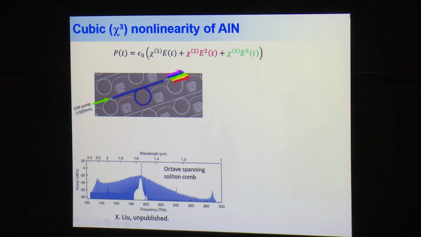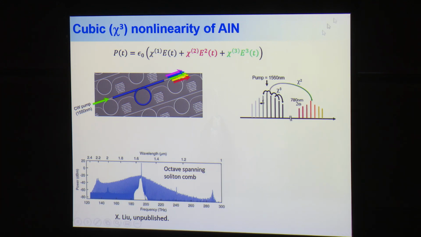Imagine they have an octave spanning comb through the chi-3 process like this, okay? So that's generated by chi-3 phase matching. If you are able to simultaneously realize chi-2 phase matching, you could double that soliton comb and make an even multi-octave comb. So if you double that, you can really expand your comb to an even shorter wavelength regime, fully to the UV band.